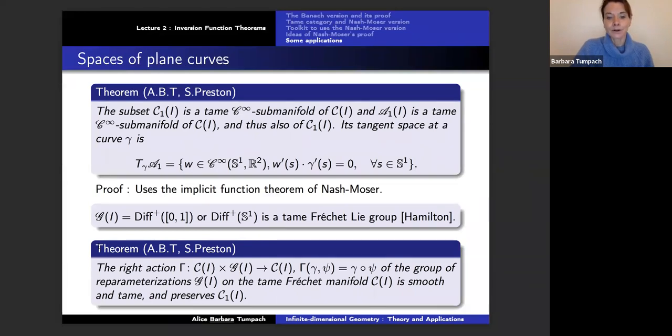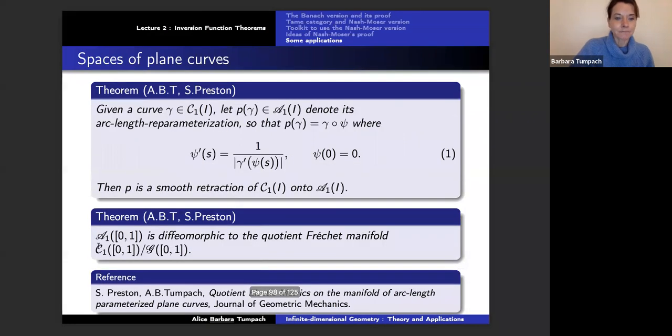Moreover, there is the group of diffeomorphisms, which is also a tame Fréchet group acting on this space of curves, and this action is even tame. Okay, so this is just to say that using just a toolkit, we can prove this kind of thing. It's a school example of application of the Nash-Moser theorem, not very difficult.